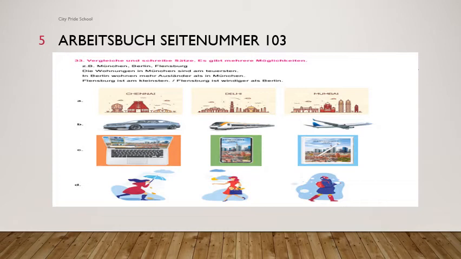Die Wohnungen in München sind am teuersten. In Berlin wohnen mehr Ausländer als in München. Ausländer means foreigners. Flensburg ist am kleinsten. Oder Flensburg ist windiger als Berlin. Windiger means more windy. So here you need to see the picture and decide which adjective you will use, and then accordingly you need to write the sentences in the correct degree form. So definitely there are many possibilities.